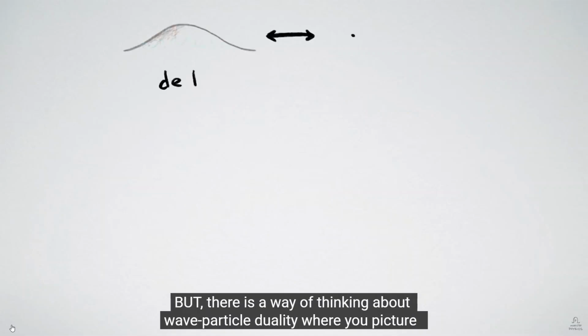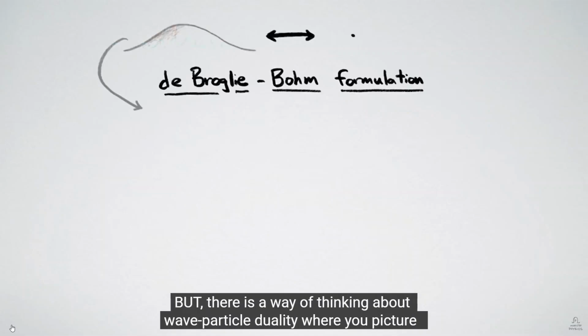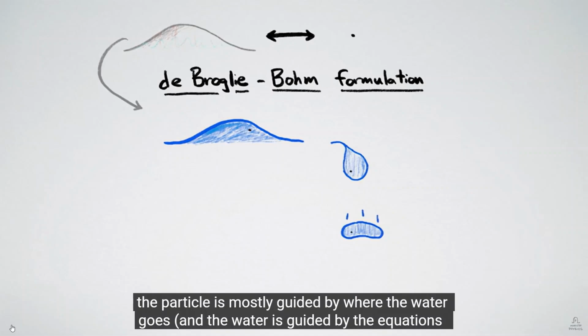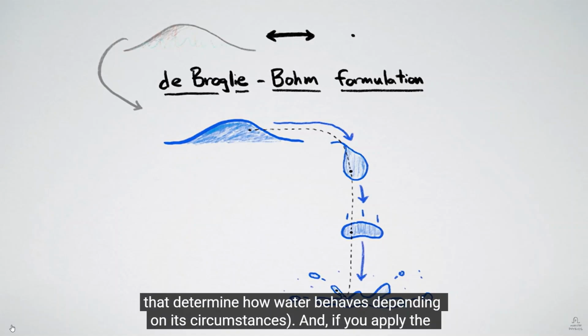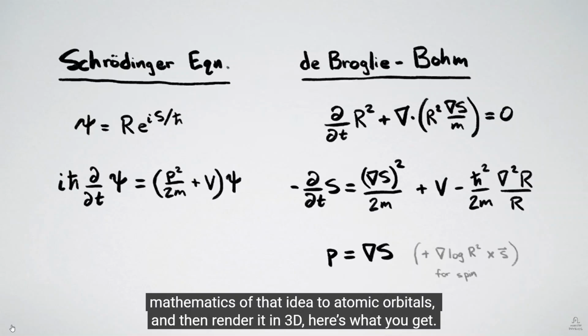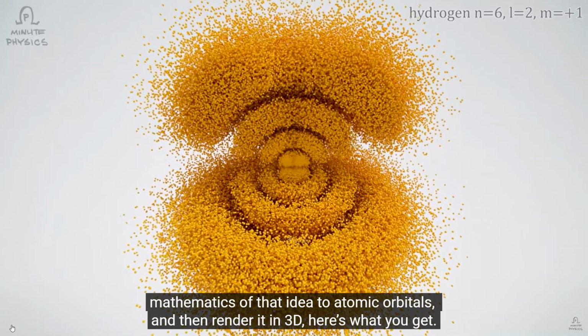But there is a way of thinking about wave-particle duality where you picture the wave function as a bunch of water, and the particle as a speck of dust in that water. The particle is mostly guided by where the water goes, and the water is guided by the equations that determine how water behaves depending on its circumstances. And if you apply the mathematics of that idea to atomic orbitals, and then render it in 3 dimensions, here's what you get.